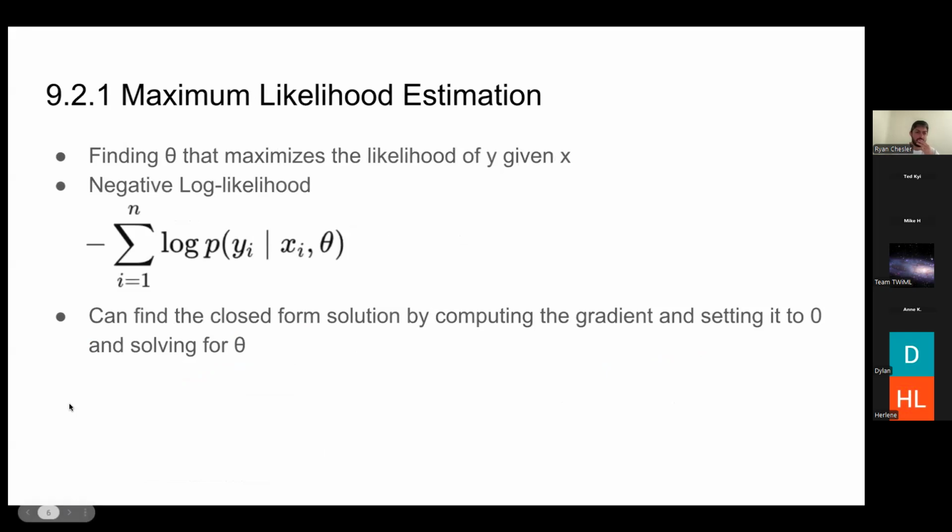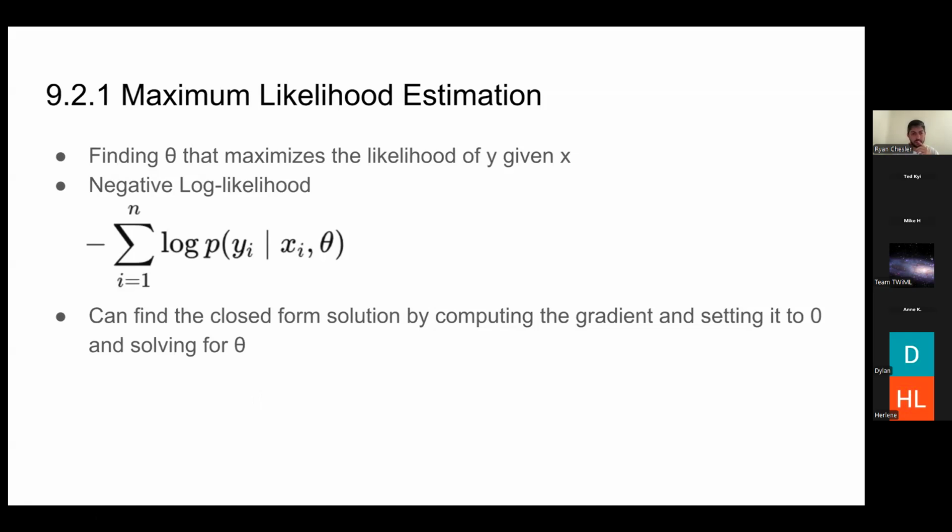So that technique, maximum likelihood estimation, ultimately is about finding the parameters that maximize the likelihood of Y given X. So you have some variable X and you ask what's the most likely outcome given the parameters that I found. So you want to adjust those parameters in order to make the Y a very likely one.